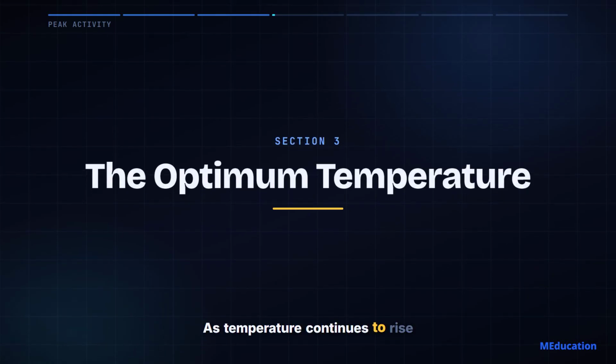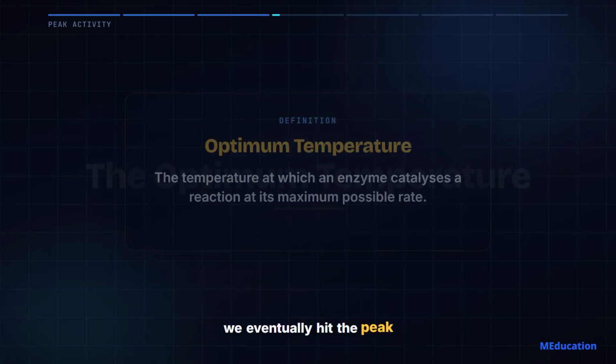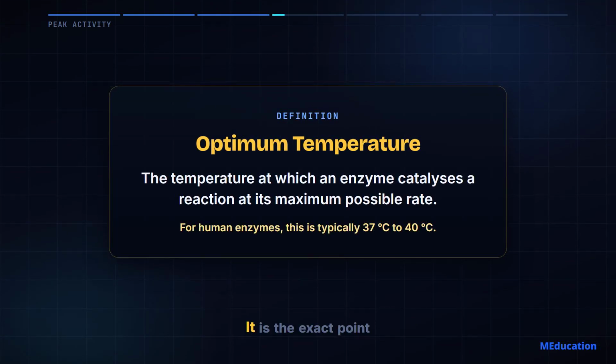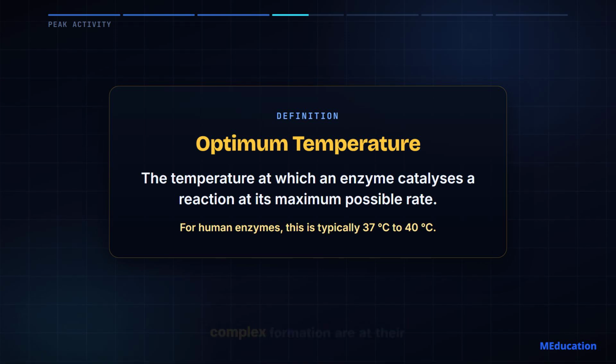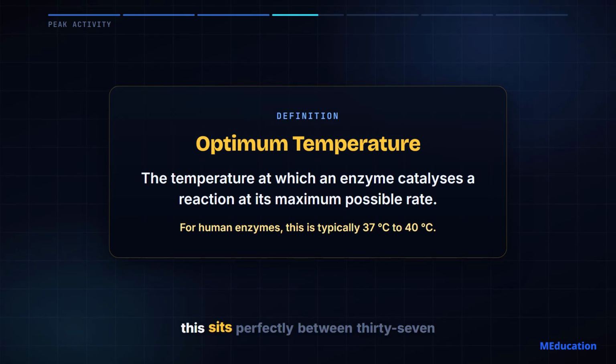As temperature continues to rise, we eventually hit the peak. This is the optimum temperature. It is the exact point where molecules have the absolute maximum kinetic energy possible without disrupting the enzyme's delicate three-dimensional structure. The frequency of successful collisions and the rate of enzyme-substrate complex formation are at their absolute highest. For most human enzymes, this sits perfectly between 37 and 40 degrees Celsius, matching our normal body temperature. But this optimum is a delicate balancing act. Even a slight increase beyond this point will cause the rate to plummet.